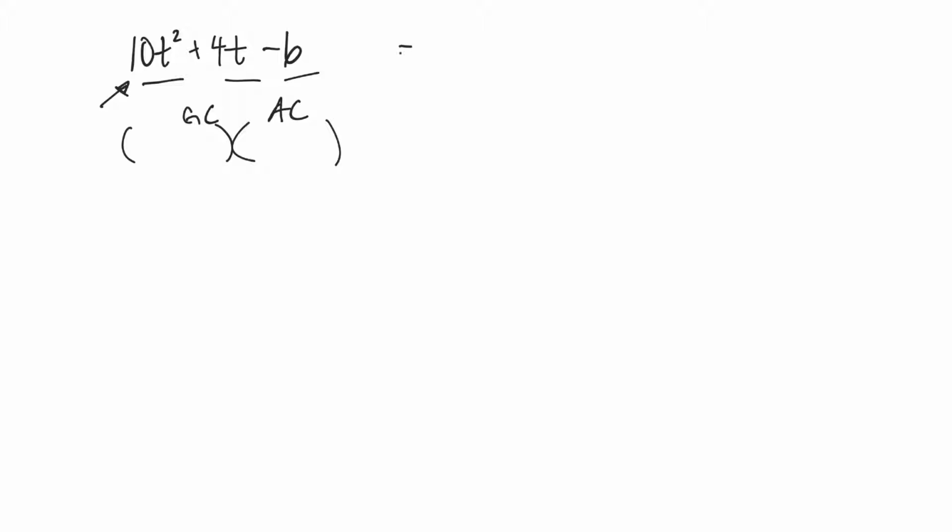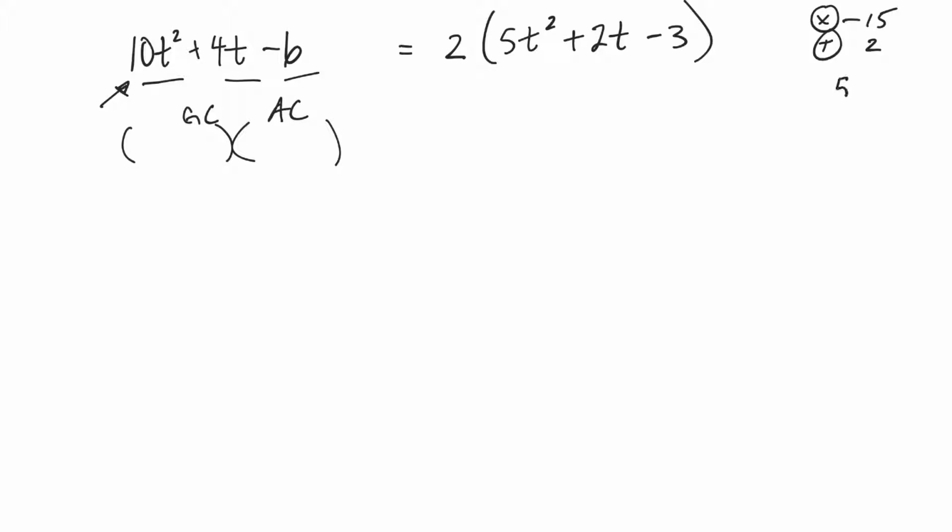So I could rewrite this as 2 times 5t squared plus 2t minus 3. And often that makes the AC method just a little bit easier. You don't have to deal with as large numbers. Okay, so I have a 2 out front, and then 5 times negative 3 is negative 15. Two things that multiply to negative 15 and add to 2 are going to be 5 and 3, right? The 3 has to be negative, I think. 5 times negative 3, got it. 5 plus that, got it.